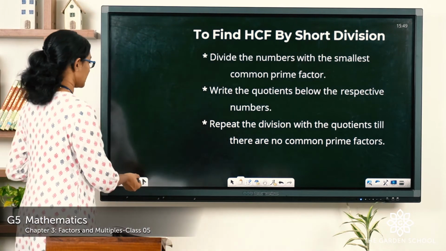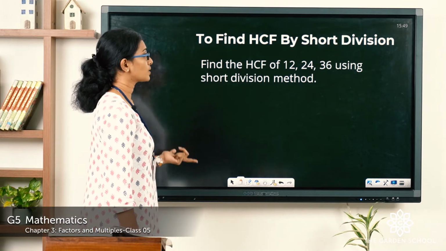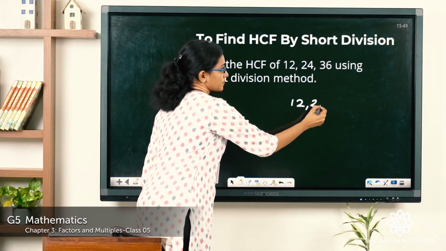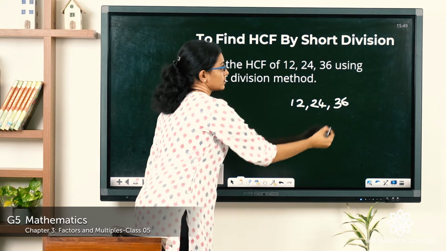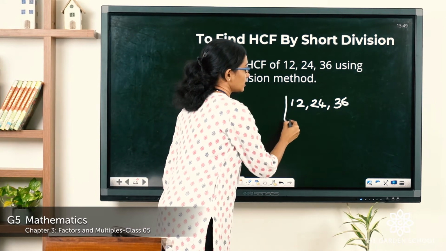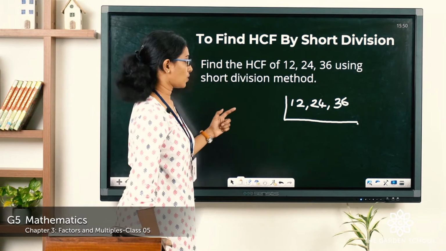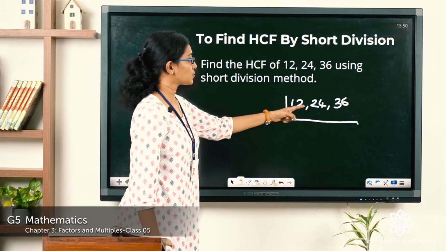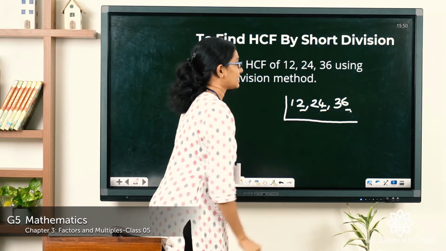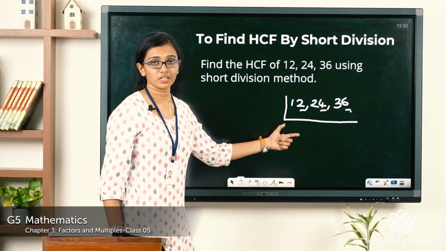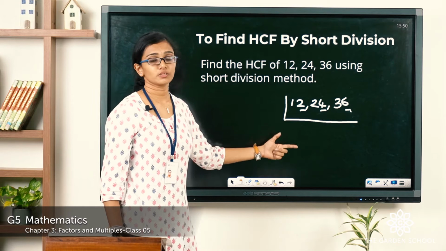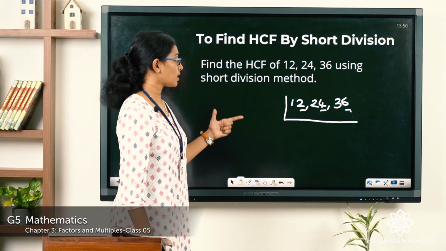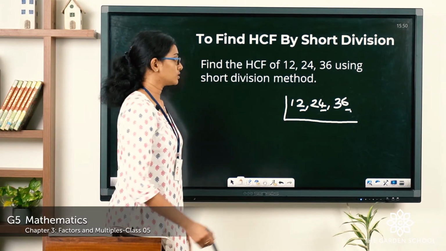Let's see the steps once again. So here you have the question 12, 24 and 36. Now first we have to write these numbers. Then we have to find a common prime factor for all these three numbers. So I am drawing one grid here. I drew it like this, and 12, 24, 36. All these numbers have an even number in the ones place. It means that all these are multiples of 2. Hence these three numbers will be completely divisible by 2. So the smallest common prime factor for these three numbers is 2.